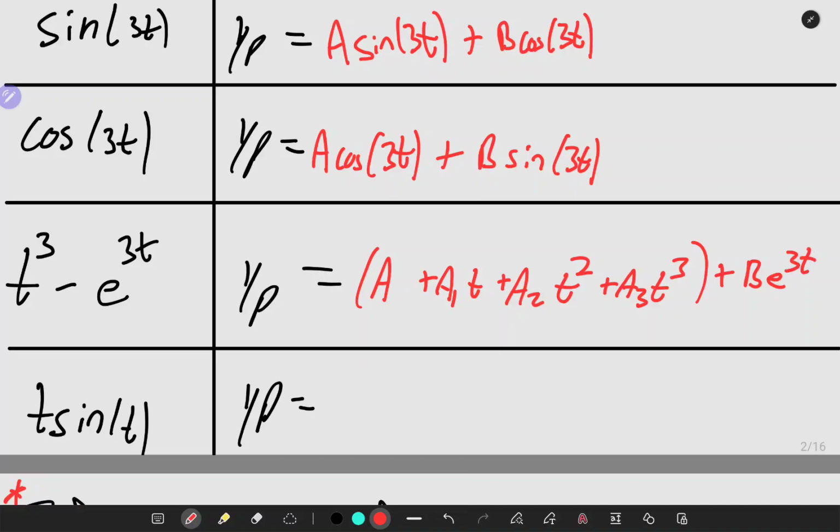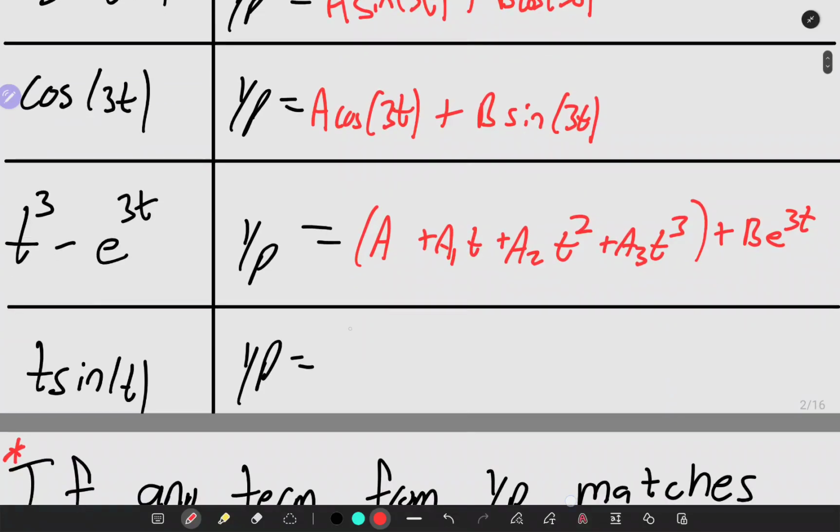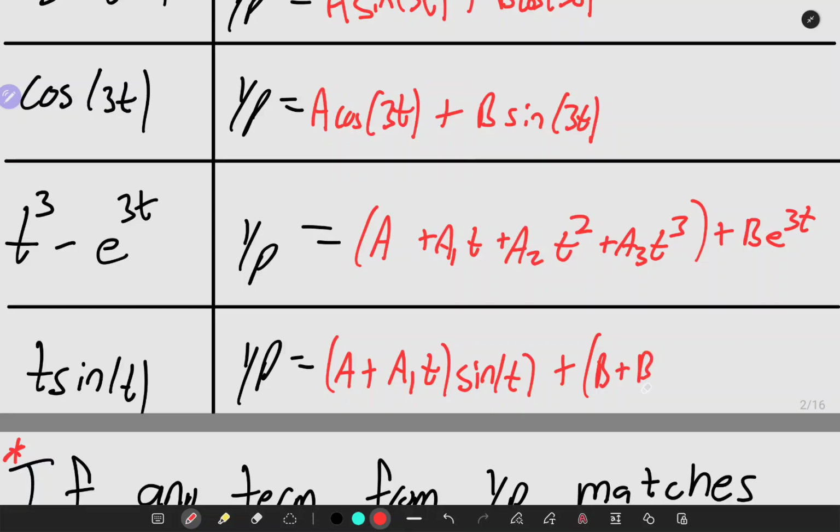Now, what if we have multiplication? Well, you simply just multiply. T represents a first degree polynomial, so a plus a sub 1 of t times sine of t. But now remember, sine of t has to go with a cosine. So plus, we're going to write the same thing again. This time we're going to have b plus b sub 1 of t times cosine of t.